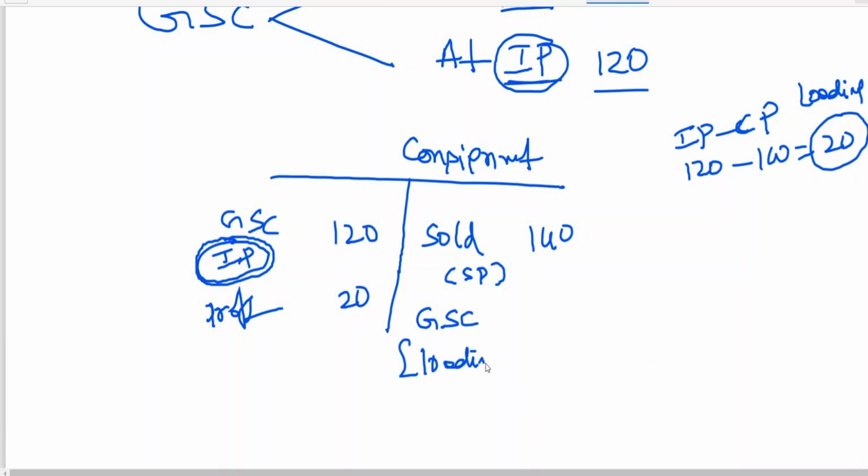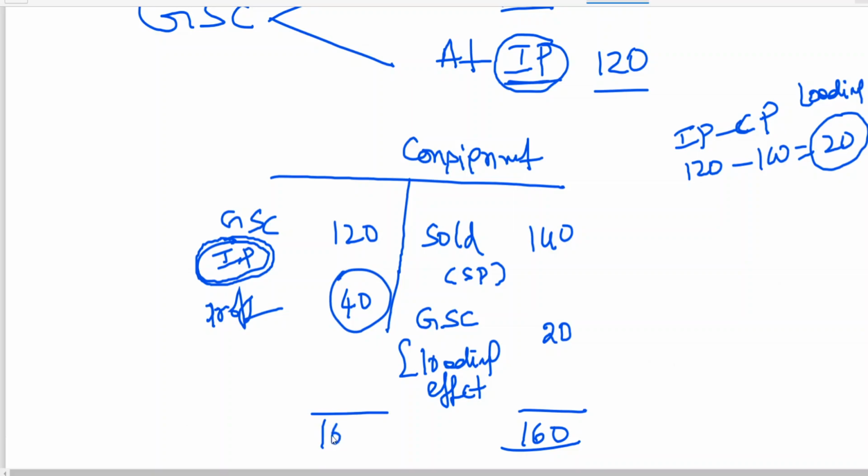What is the loading effect, sir? I told you, 120 minus 100. What is loading? 20. Now you can see 140 plus 20, 160. 160 minus 120. You are getting the correct profit of how much, sir? 40. Clear to all of you? So if you remove the loading, that means the excess price is being removed. That is called the loading effect is removed. This is what is called removal of loading effect. This removal of loading effect will enable you to get the correct profit.